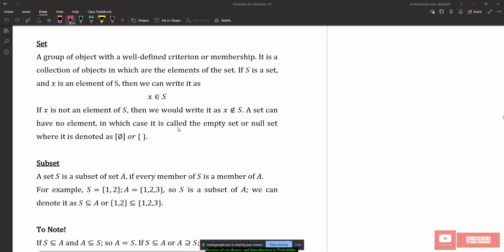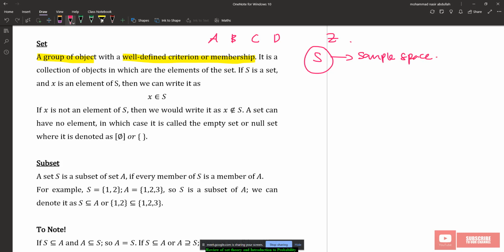A set is a group of objects with a well-defined criterion of membership. The notation for a set is a capital letter, either capital A, capital B, C, D until Z. But the reserved letter is S, which is defined as the sample space.